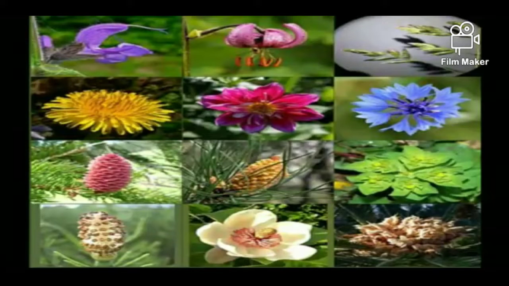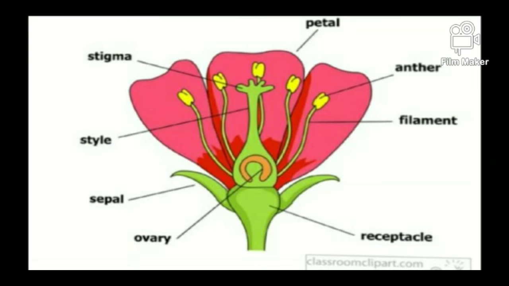Hello everyone, today we are going to start with the fourth chapter of biology, ninth standard, which is the flower. This is a really short chapter, so let us start with this. So let us start with the structure of the bisexual flower.